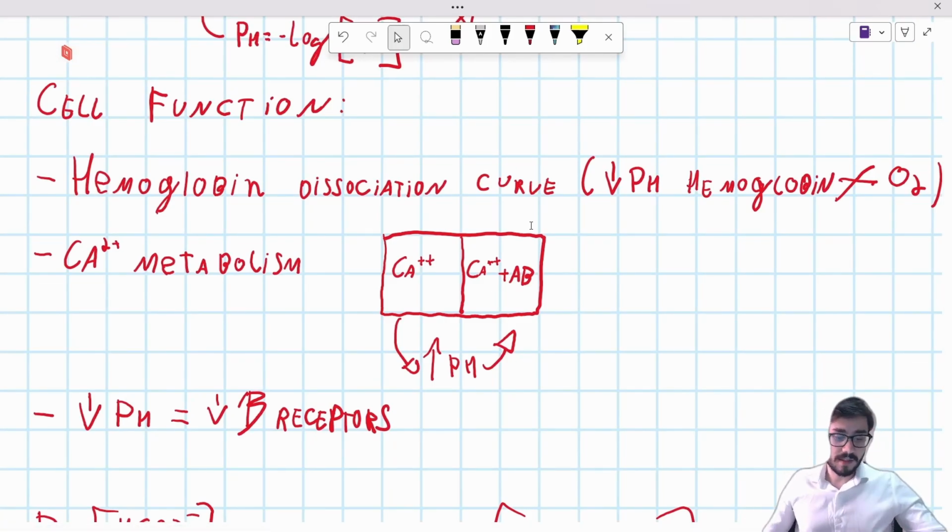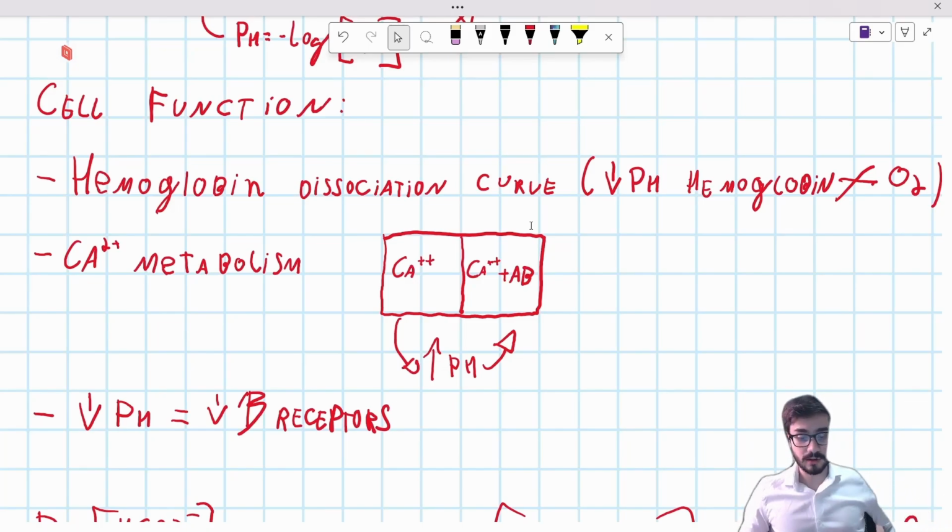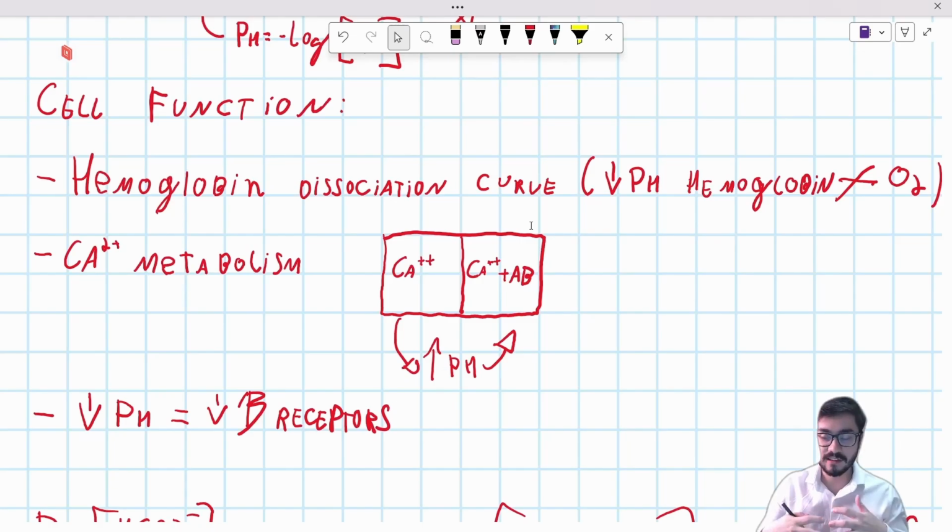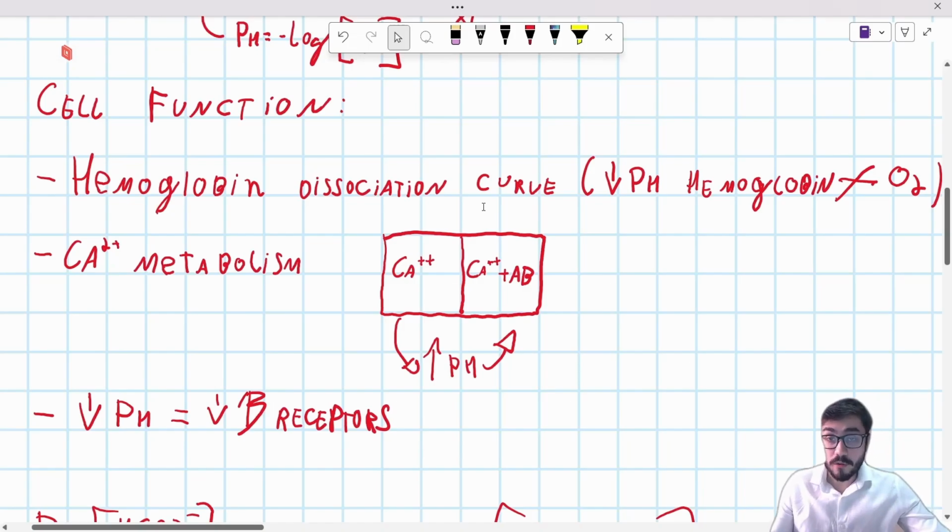First of all, the hemoglobin dissociation curve. When we have a low pH, the hemoglobin will start to lose its affinity with the oxygen, which affects oxygen transportation in the blood. The calcium metabolism will also suffer with changes in pH.